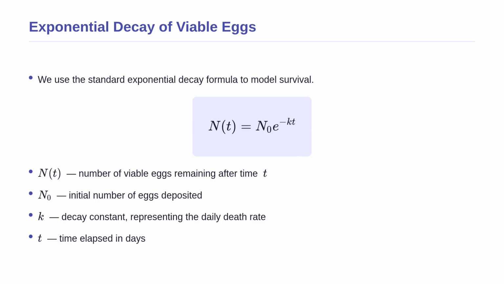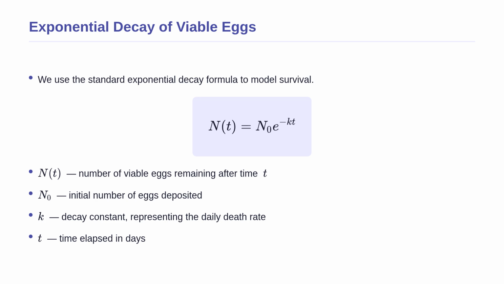To quantify this environmental survival, we use the standard exponential decay formula. The equation is N of T equals N naught times e raised to the power of negative K times T. Let us break down these symbols. N of T is the number of viable eggs remaining after a certain time.